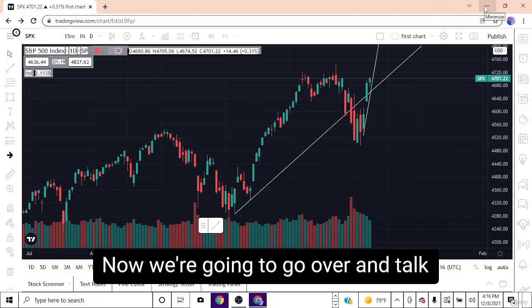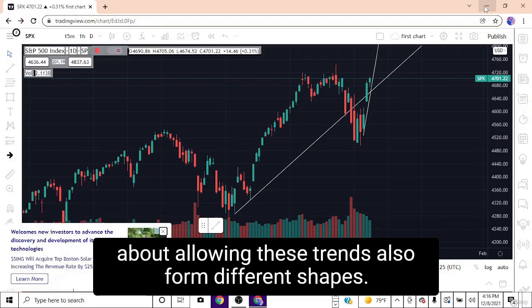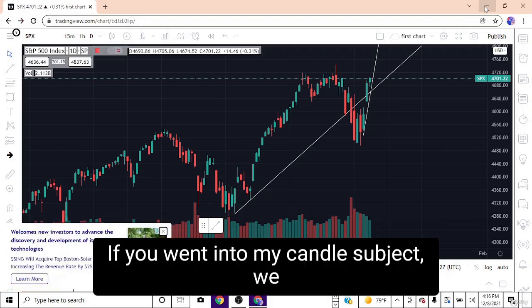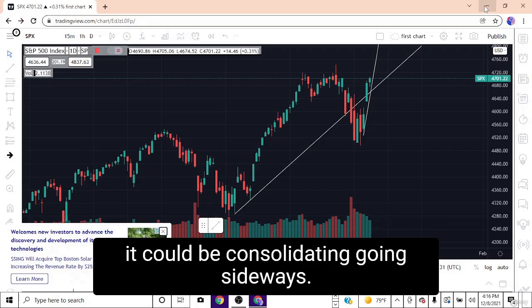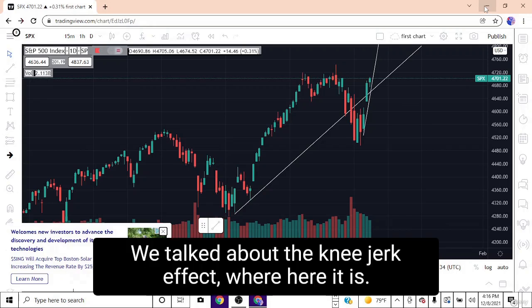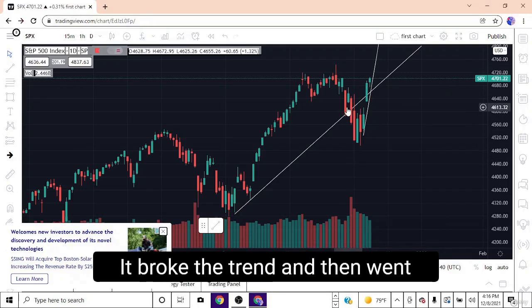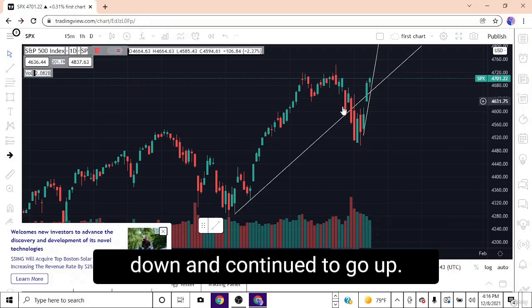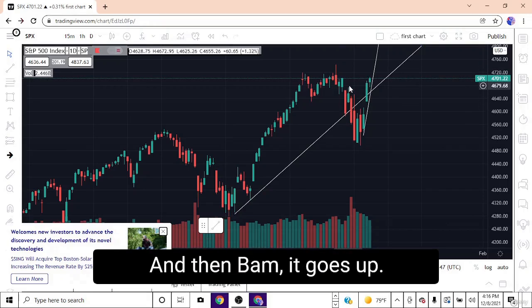Now we're going to go over and talk about how these trends also form different shapes. If you went into my candle subject, we talked about how trends can be flags, how they can be consolidating, going sideways. We talked about the knee-jerk effect, where here the market went down and continued to go up. It broke the trend and then went down and continued to go up. That's a knee-jerk, where it just pierced it, fooling people, and then bam, it goes up.